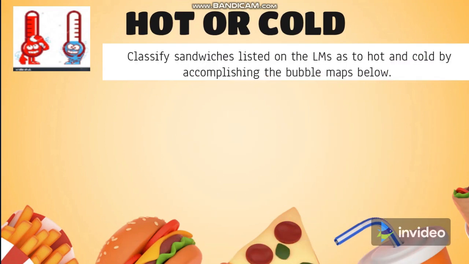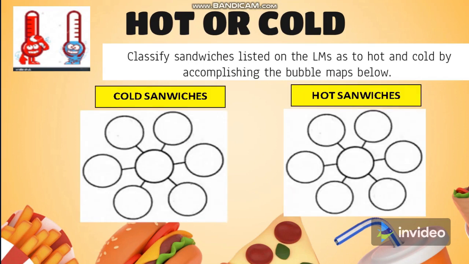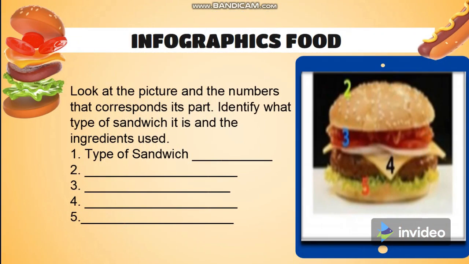Classify sandwiches listed on the LMs as to hot and cold by accomplishing the bubble maps below. Cold sandwiches, hot sandwiches. Look at the pictures and the numbers that correspond to its parts. Identify what type of sandwich it is and the ingredients used.